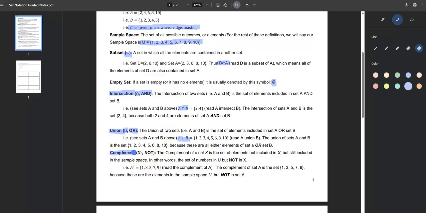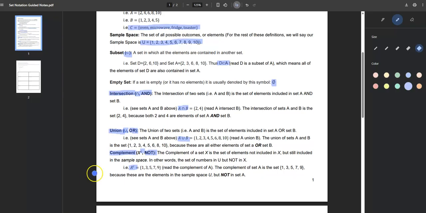We've got the complement, which is going to be that little C that's up there, or this means "not." So a complement of set X would be the elements that are not in X, but are in the sample space. So I always think of complement as "not." If I have A complement, that's what's not part of A. And so those numbers 1, 3, 5, 7, and 9 are in the sample space, but not part of A. So A would have to be everything else from that.